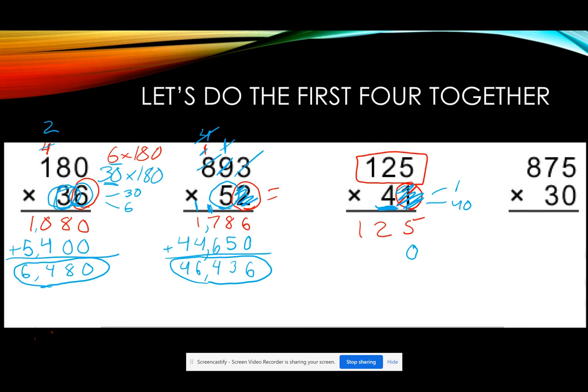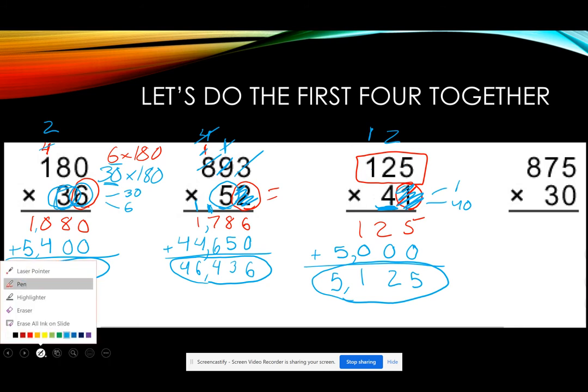First things first, 4 times 5 gives us 20. I write my 0 down here, carry my 2. 4 times 2 gives me 8, plus my 2 gives me 10. So I'm going to write my 0 here, carry my 1. 4 times 1 gives me 4, plus that 1, that's going to give us 5. So now we have 5,000 plus 125. So 5 plus 0 gives us 0. 2 plus 0, 1 plus 0. And now we have 5,125 is our final answer.